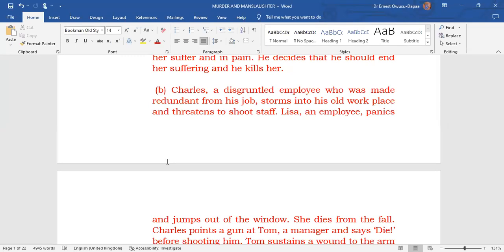But let's ask, was there unlawful harm? Because no unlawful harm is a critical element in the definition of murder under Section 47. Was there unlawful harm? No. It was only intent which was formed. No harm, no actus reus. So there was no murder here.